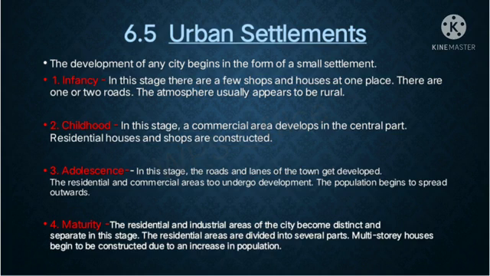Third, adolescence. In this stage, the roads and lanes of the town get developed. The residential and commercial areas too undergo development. The population begins to spread outwards. Fourth, maturity. The residential and industrial areas of the city become distinct and separate in this stage. The residential areas are divided into several parts. Multi-story houses began to be constructed due to an increase in population.